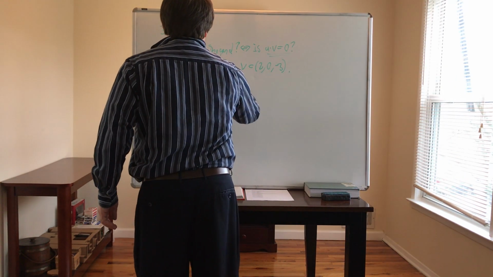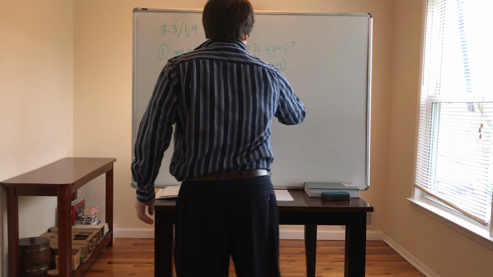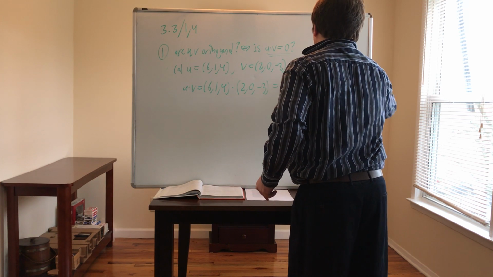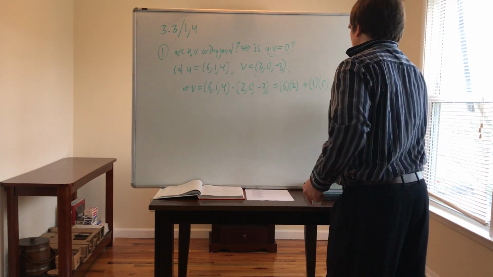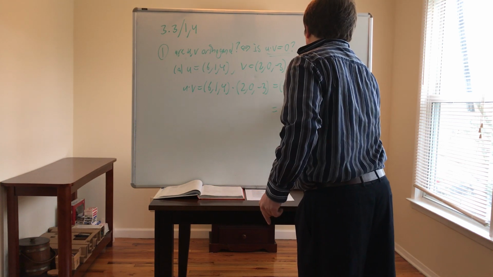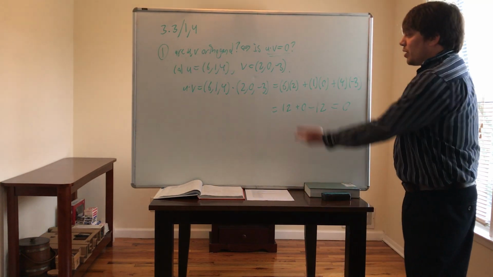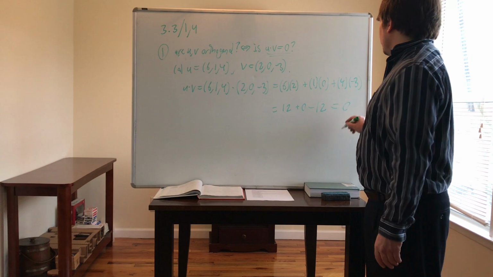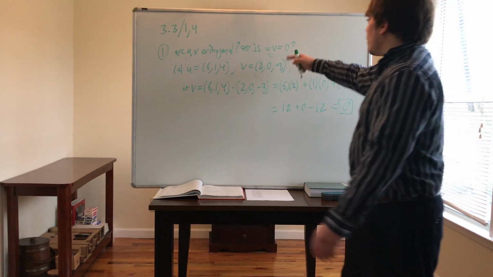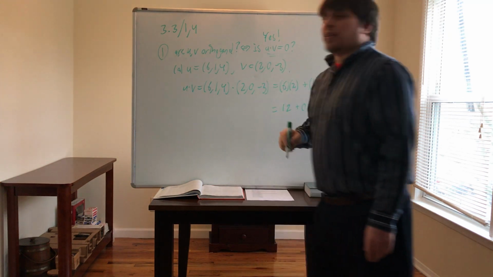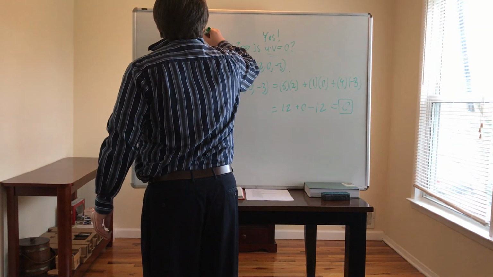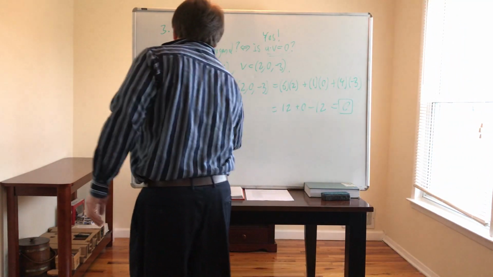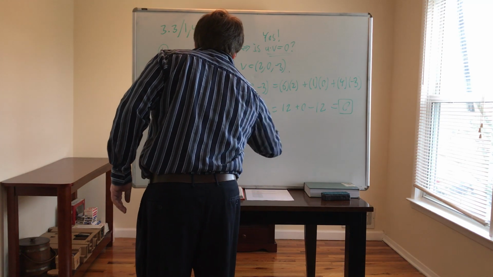So u dot v is equal to this vector, 6 times 2 plus 1 times 0 plus 4 times negative 3. You multiply each of these and add up the products and you get 0. So u dot v is equal to 0. Because u dot v is equal to 0, the answer to this question is yes. So u and v are orthogonal.